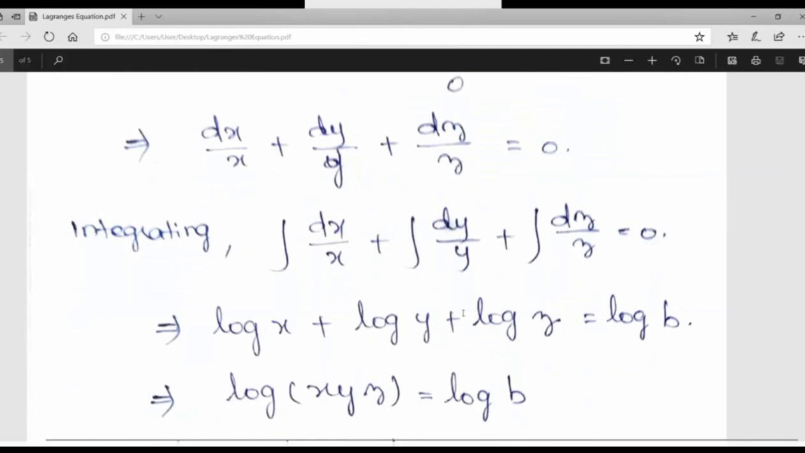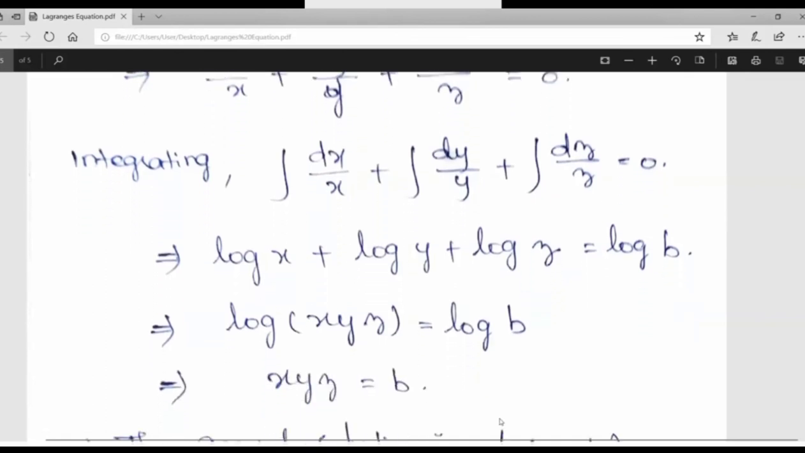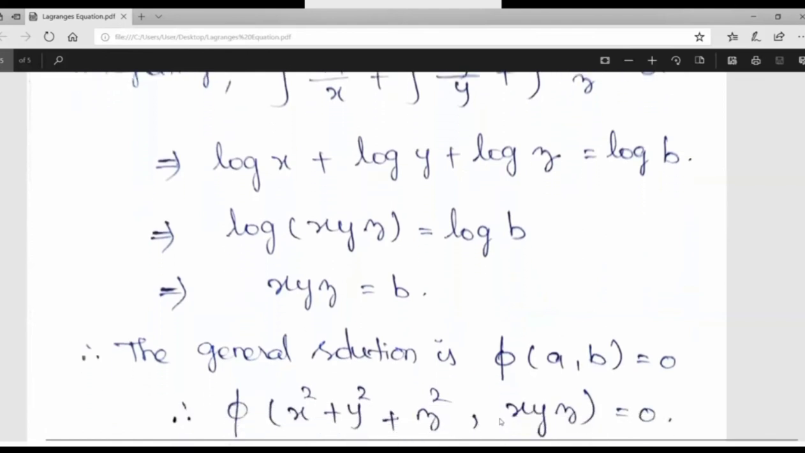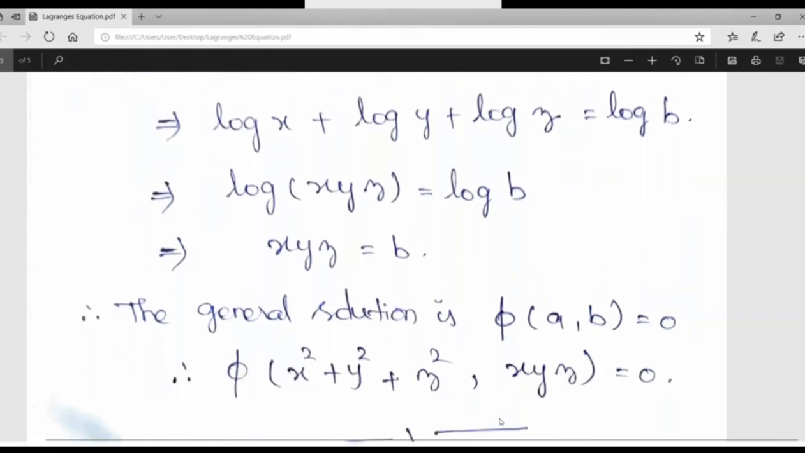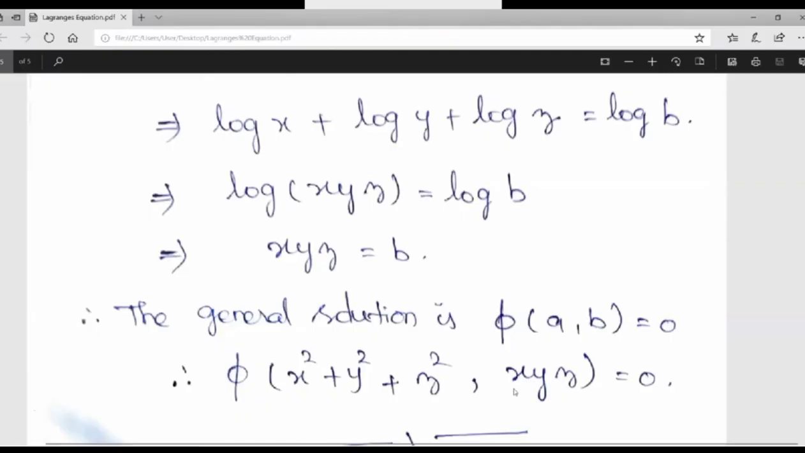Already we know that in addition, log values can be written like this: log x plus log y plus log z means log of x, y, z. Similarly, here this term is log b as usual, and on both sides we can cancel log. You will be getting x, y, z equal to b. Therefore, the general solution can be written in the form phi of a comma b equal to 0. Already your a value is x square plus y square plus z square, and your b value is x, y, z. So therefore, phi of x square plus y square plus z square comma x, y, z equal to 0. So this is the solution for our given partial differential equation.